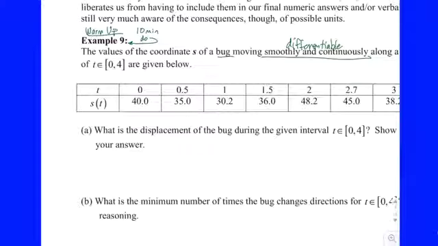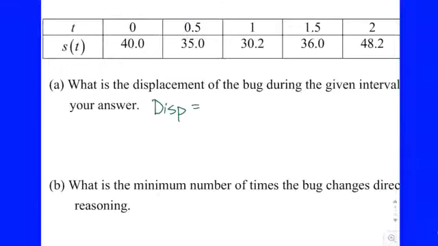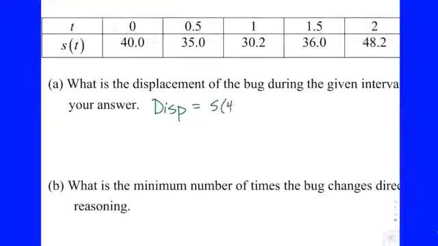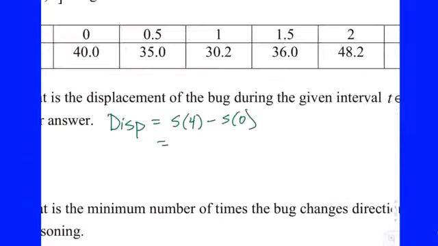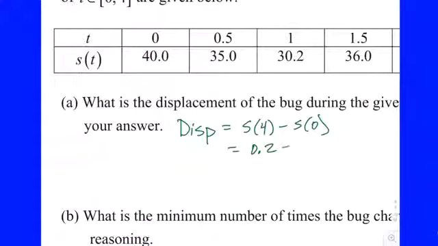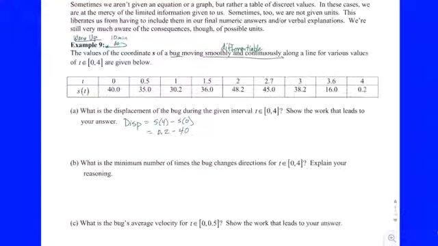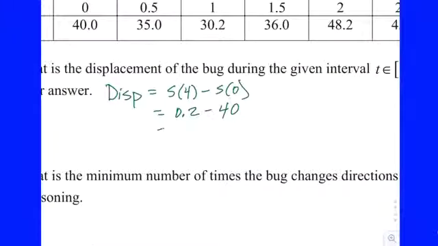What is the displacement of the bug during the first 4 seconds? Well, that's a pretty easy one, right? Displacement, which I'll just label DISP. It's final minus initial position. So that's going to be S of 4 minus S of 0. And then we can pull those values from the chart. Hopefully they're there. So 0.2 minus 40. And that's a good place to stop if you want to. Or you can say negative 39.8 if you want to do that.